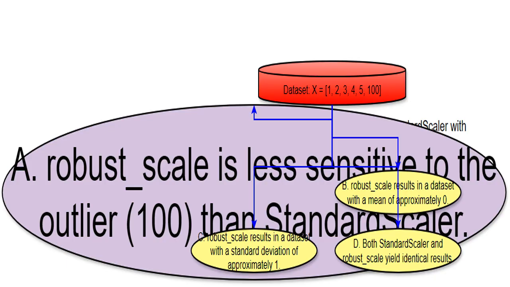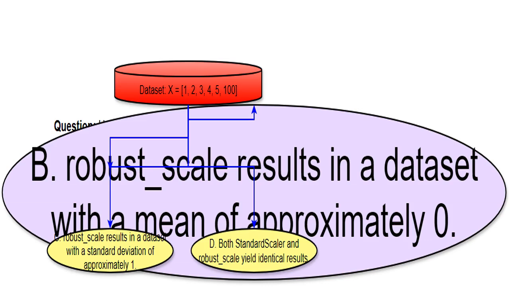This is the first possible answer to our quiz. It suggests that the robust_scale method is better at handling the outlier, 100, compared to standard scaler. We'll investigate whether this statement is true later on. This option states that after applying robust_scale, the mean of the dataset will be close to 0.